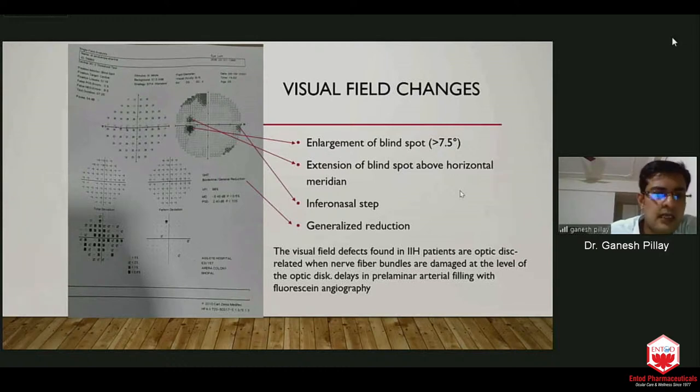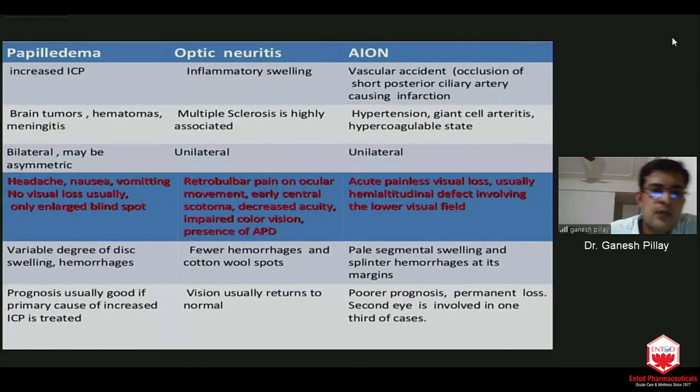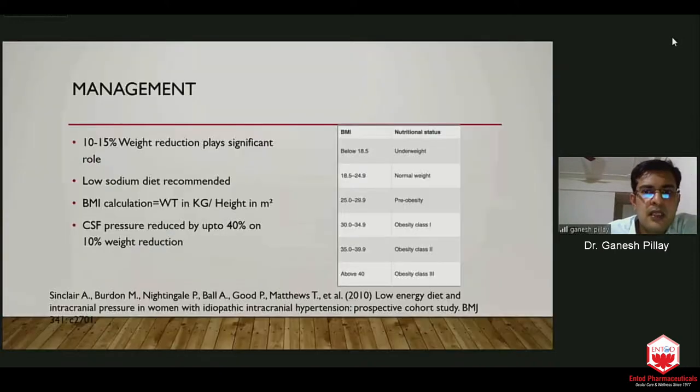On fluorescein angiography, we can see there is delay in prelaminar arterial filling, but I have not done it in this case because it's an invasive procedure and the lumbar puncture was diagnostic. Now basically we have to differentiate between papilledema, optic neuritis and AION, which has already been discussed before.